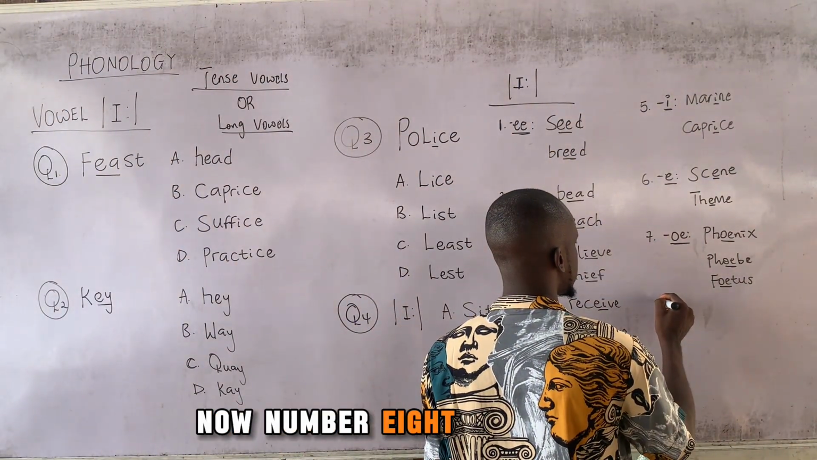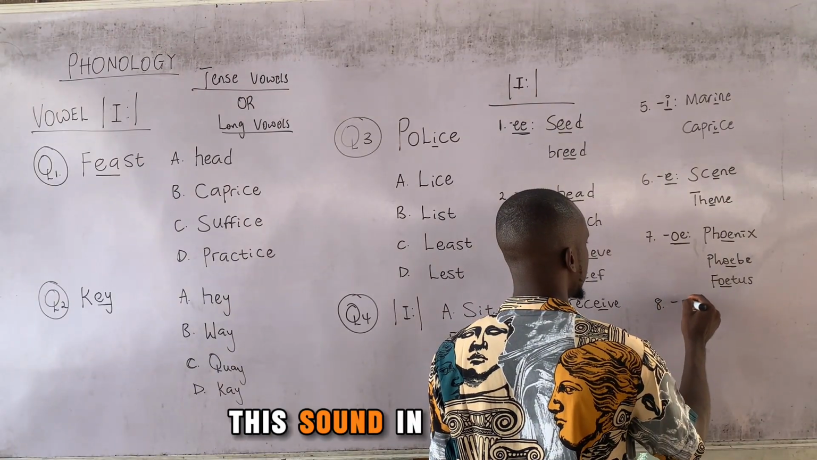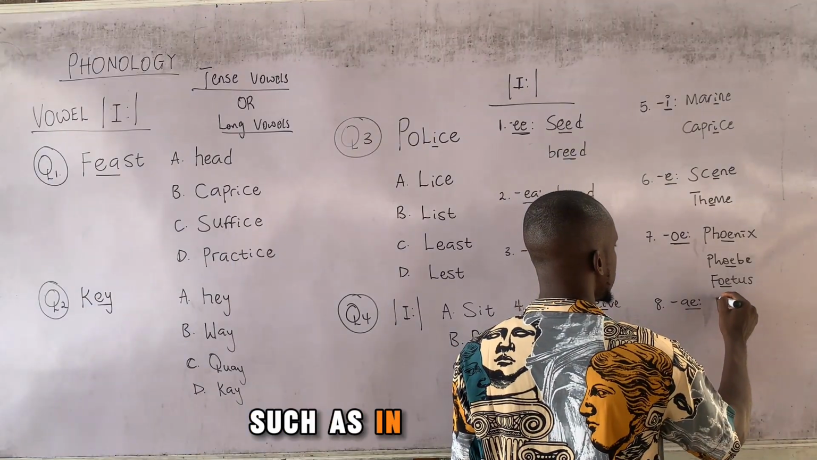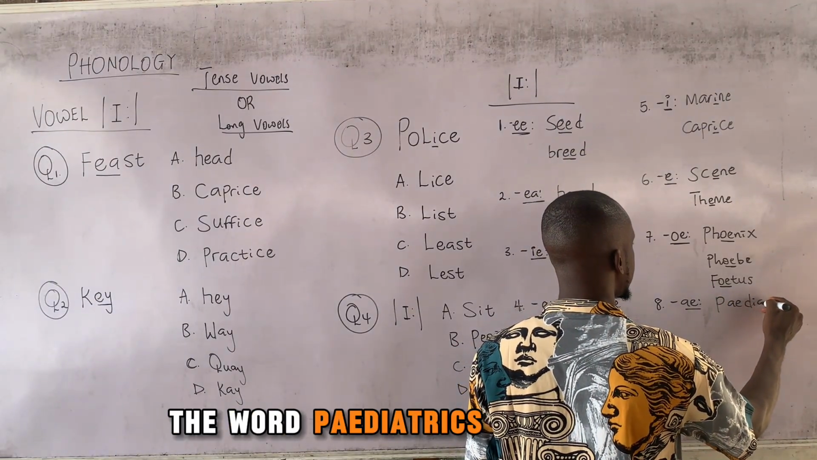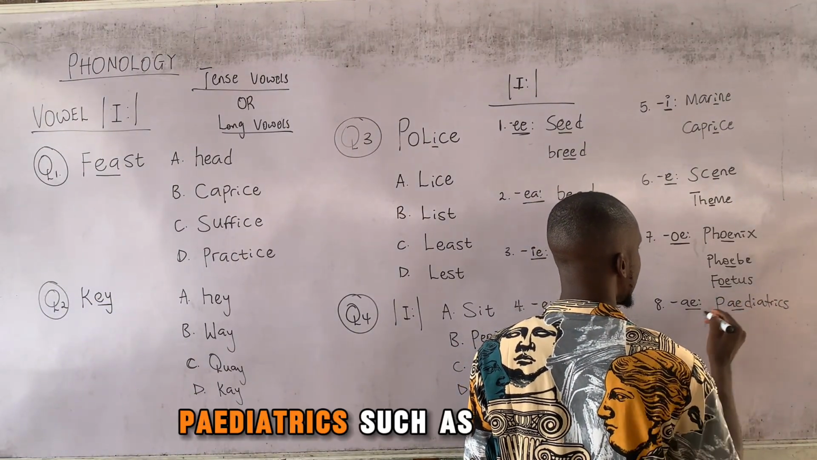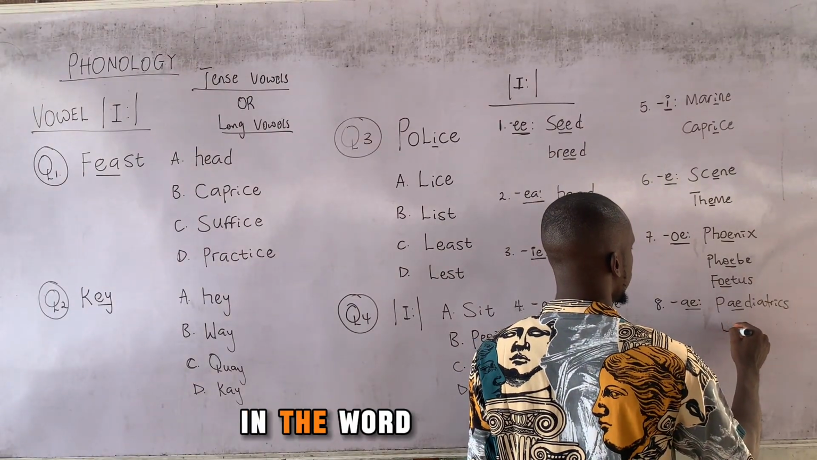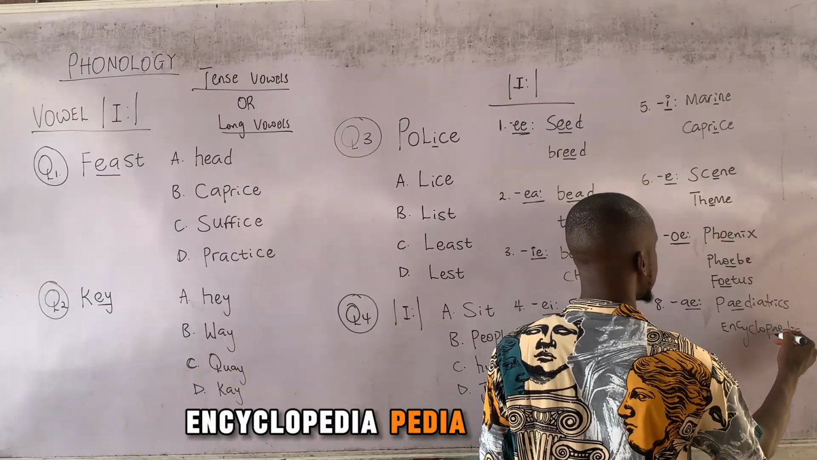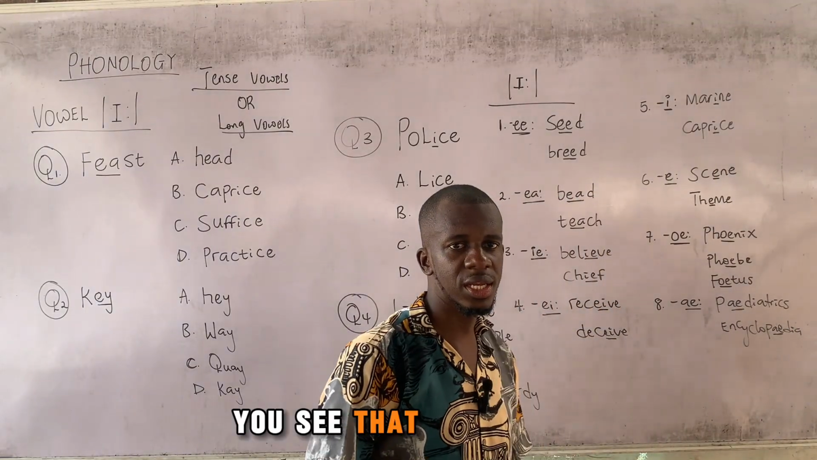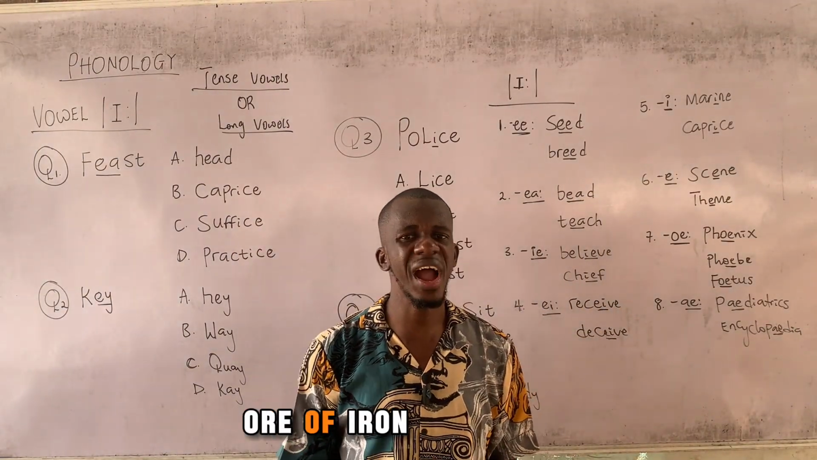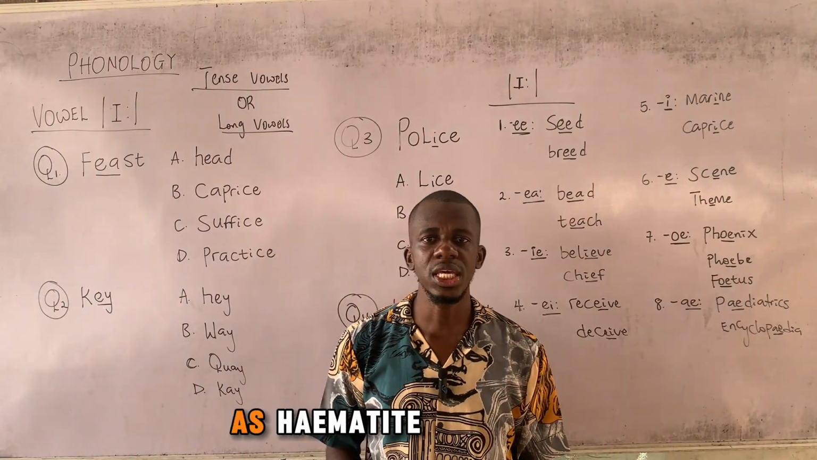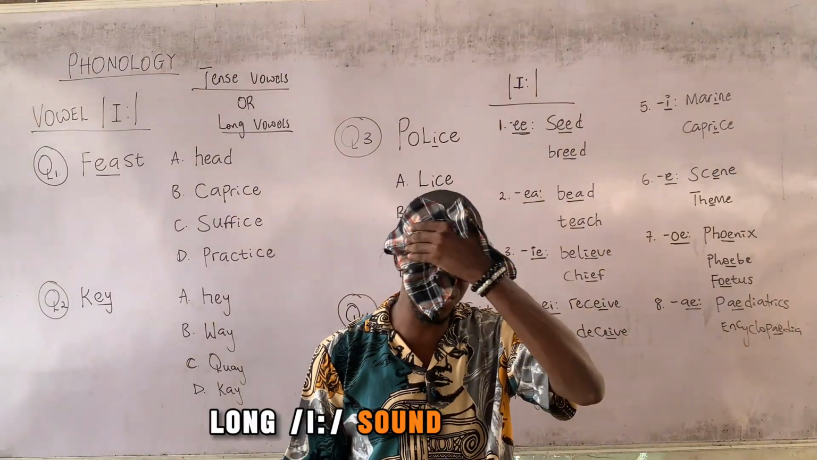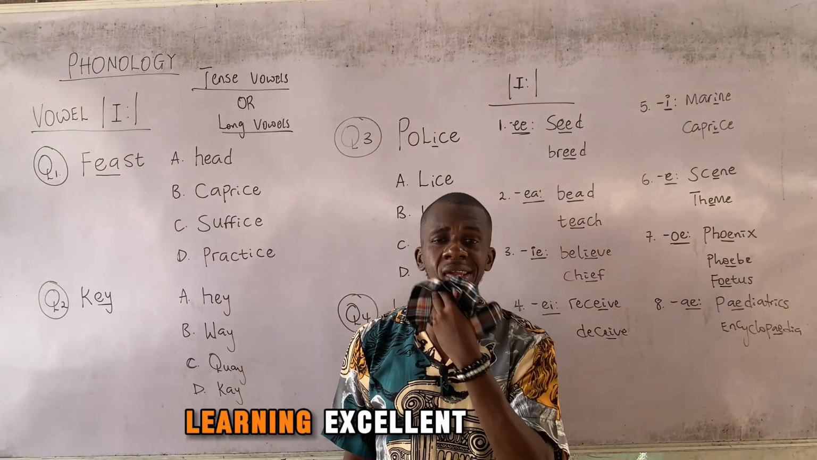Now, number eight, we can have this sound in words that have the letters AE, such as in the word pediatrics, such as in the word encyclopedia, pedia. You see that now? Even in the ore of iron in chemistry known as hematite, yes, the AE produces the long E sound. I hope we're learning. Excellent.